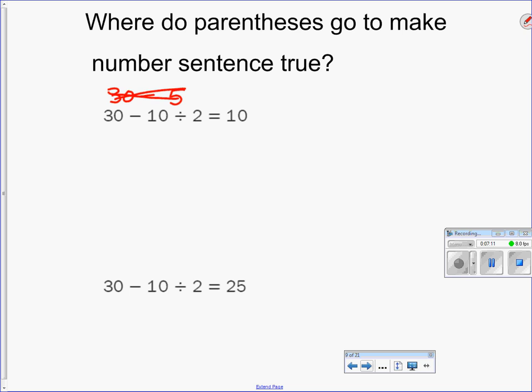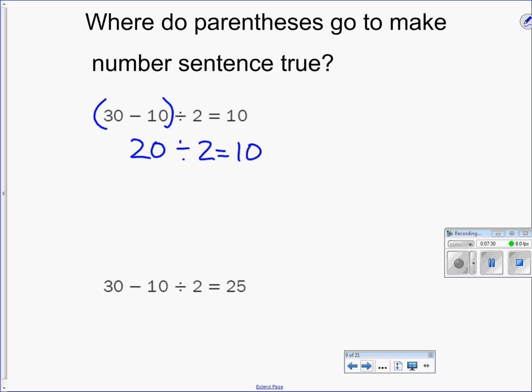Okay, so by putting my parentheses around 30 and 10, I know I do parentheses first, so it becomes 20 divided by 2, which equals 10. And that makes that equation correct.